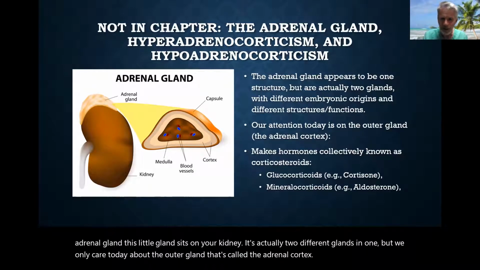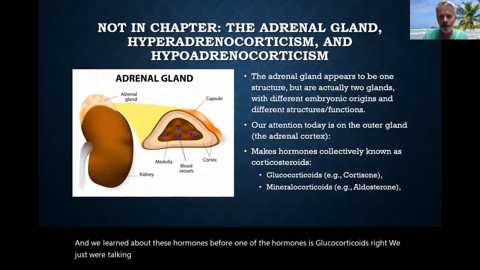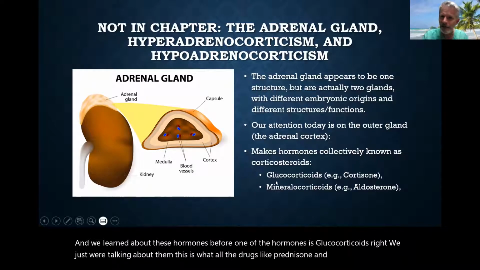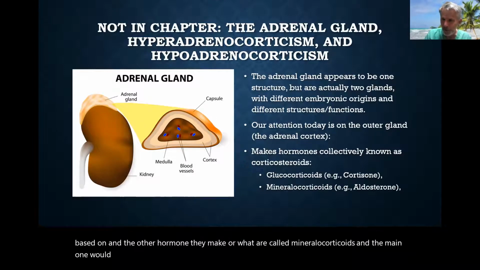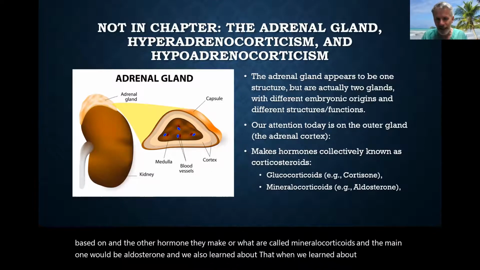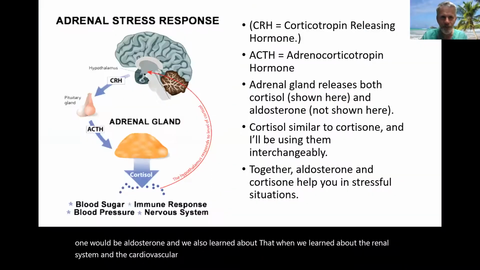And we learned about these hormones before. One of the hormones is glucocorticoids. This is what all the drugs like prednisone and dexamethasone are based on. The other hormone they make is what's called mineralocorticoids, and the main one is aldosterone. We also learned about that when we learned about the renal system and the cardiovascular system. So let's review what they do. First, let's review the whole process.